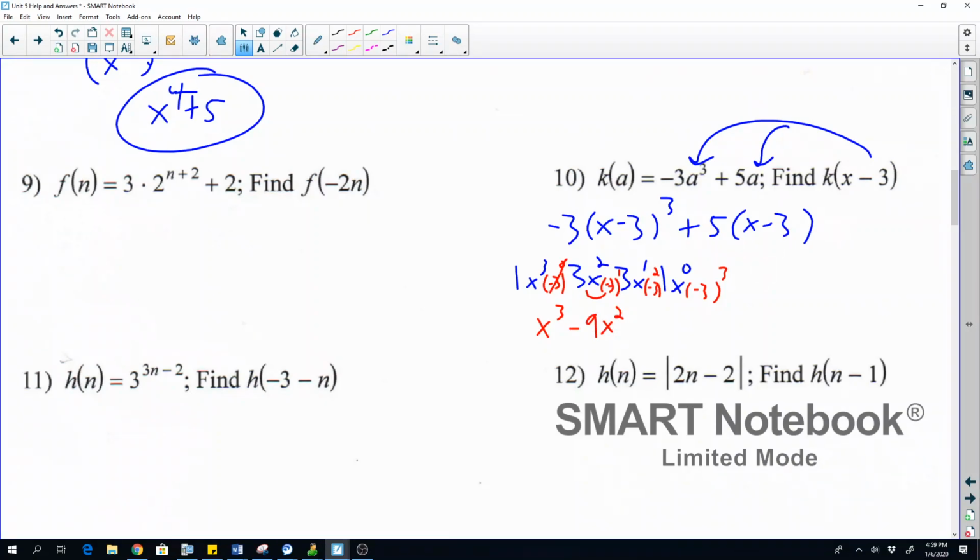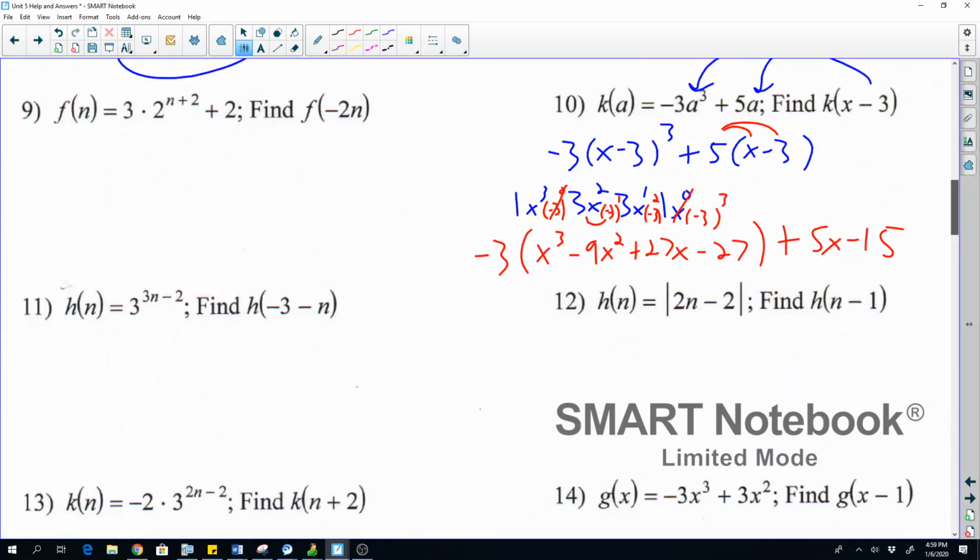The negative 3 squared is 9. 9 times 3 is 27. And then the x goes away, and we have a minus 27 there. Cool. So then you're going to multiply the negative 3 all the way through on that one. And then plus 5 times x is 5x, and 5 times a negative 3 is negative 15. So I'll let you finish that one. We're almost there on number 10, helping you out there.